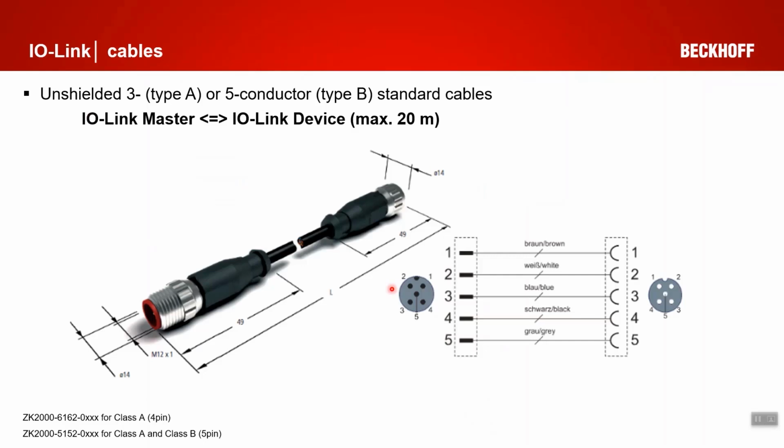Regarding the cables, so we need the 3-wire cables for type A and the 5-wire cables for type B. The maximum length is 20 meters, that's specified in the IO-Link specification. And of course at Beckhoff we have IO-Link cables available. On the bottom you see here the part numbers for the different classes.